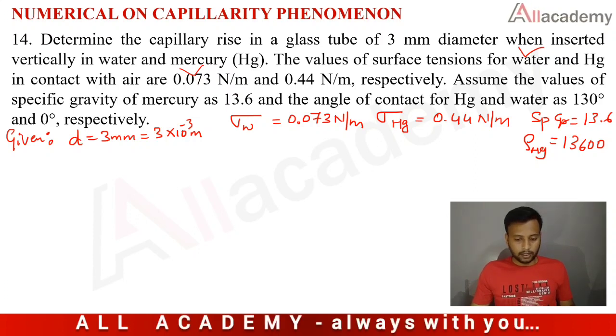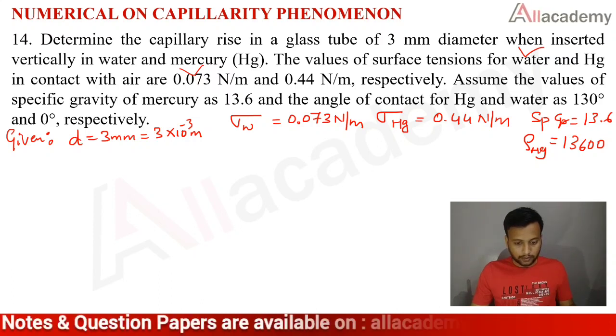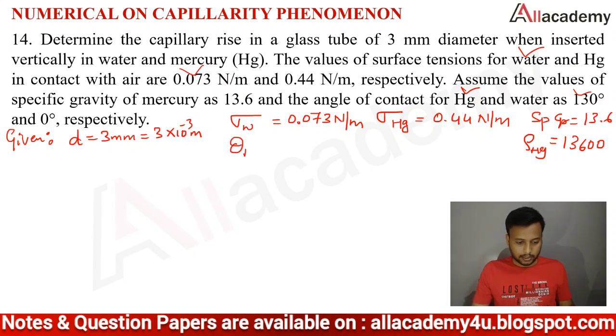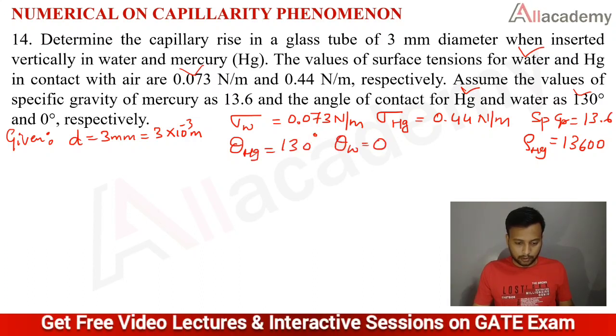Next, he has given the value of the angle of contact. So please note that the angle of contact for Hg, first he has mentioned Hg, that is mercury. First value will be for mercury. So theta Hg will be 130 degrees for mercury. Then theta W for water will be 0.